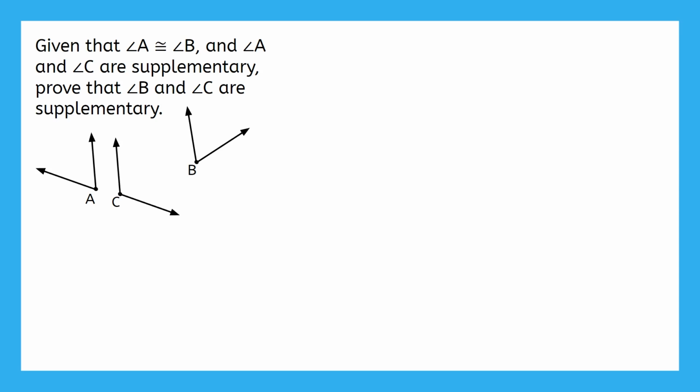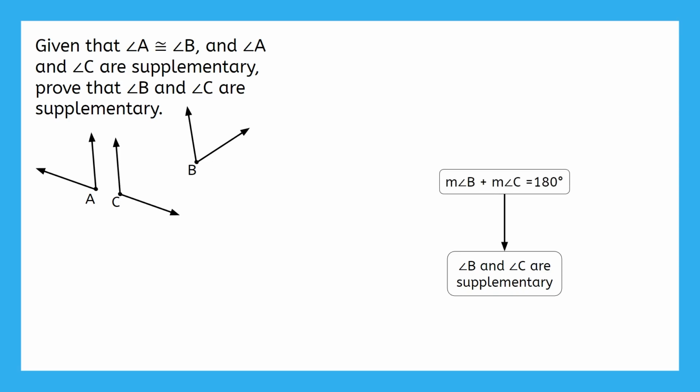I've rearranged things slightly to give myself more room for my flowchart. Ultimately, I know that my last statement is going to be that angles B and C are supplementary. The only way for me to state that is if the measure of angle B plus the measure of angle C is 180 degrees. Since we're reaching toward being able to write an equation, I should turn all of my given information into equations.